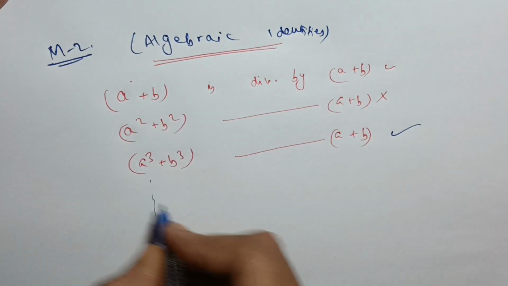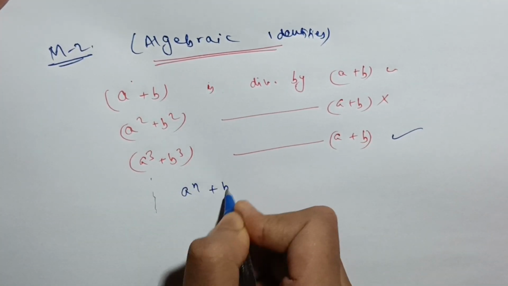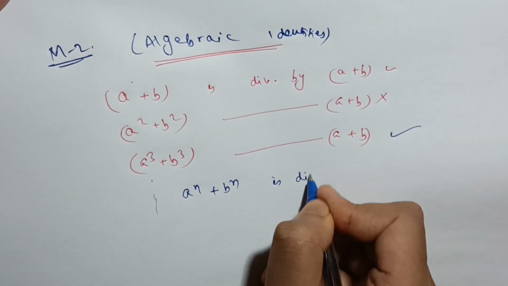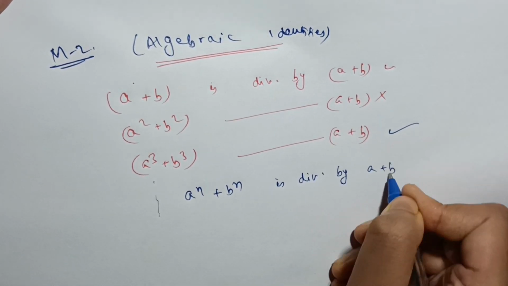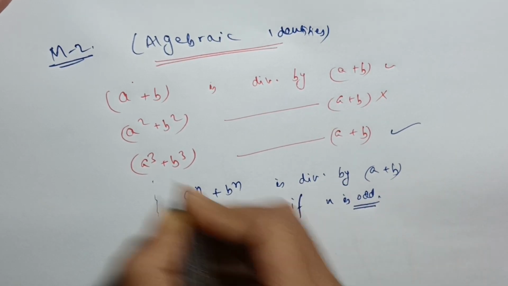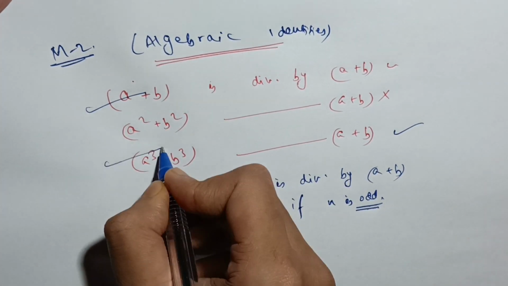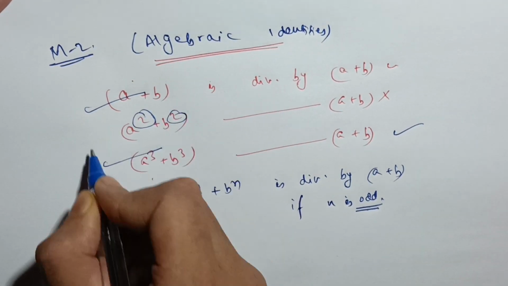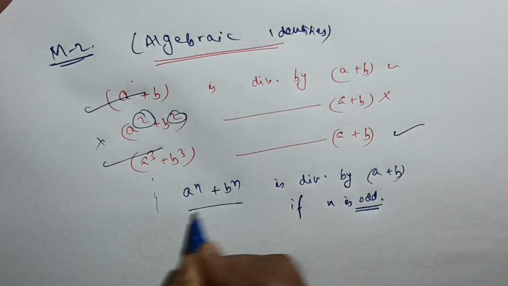So a raised to the power n plus b raised to the power n is divisible by a plus b if n is odd, right? So a plus b divides a cube plus b cube, a raised to the power 5 plus b raised to the power 5, but even powers are not divisible. Okay, now I can use this identity in this question.